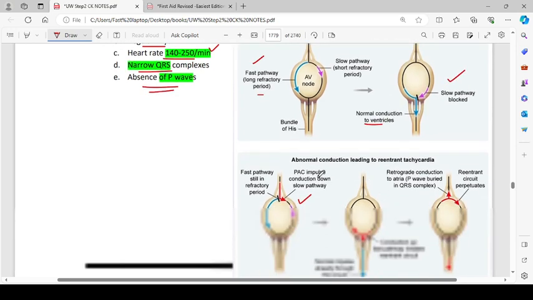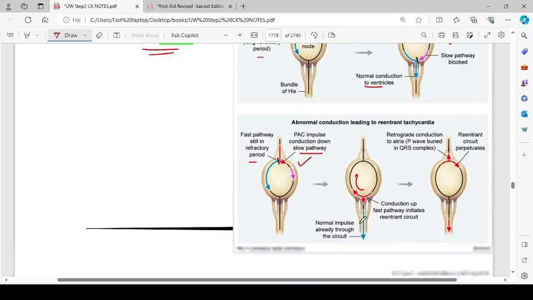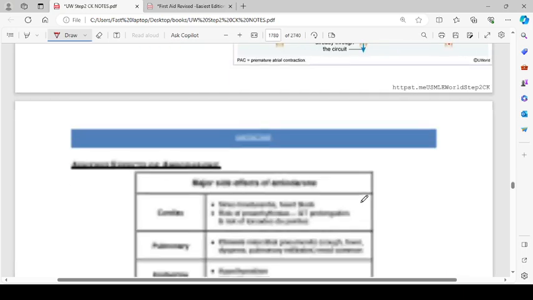If there is a premature atrial contraction, the fast pathway is in the refractory period, so the impulse starts traveling in the slow pathway, right? And then comes back from the fast pathway. The normal impulse has already gone through the circuit, but the conduction up to the fast pathway initiates the re-entry circuit. Retrograde conduction to the atria, P wave buried in the QRS complex, and the re-entry circuit perpetuates.